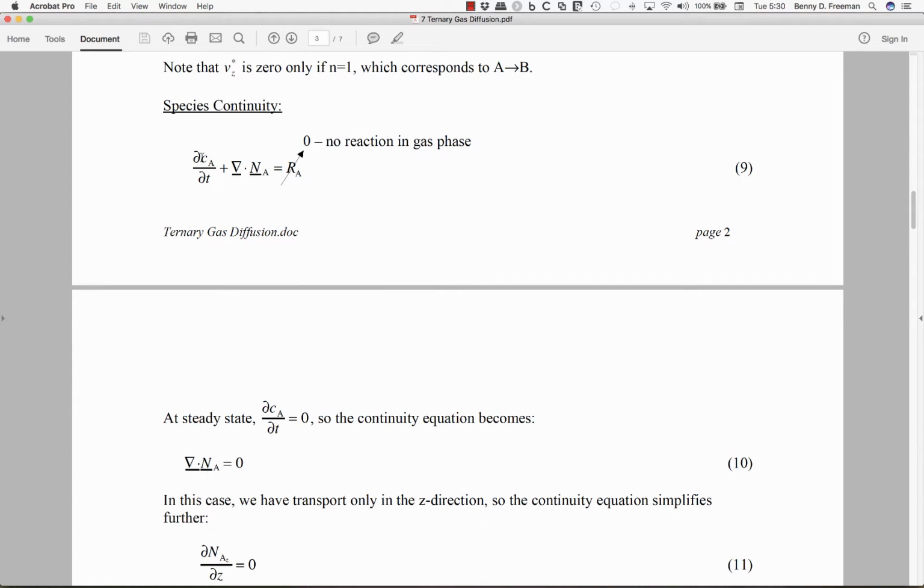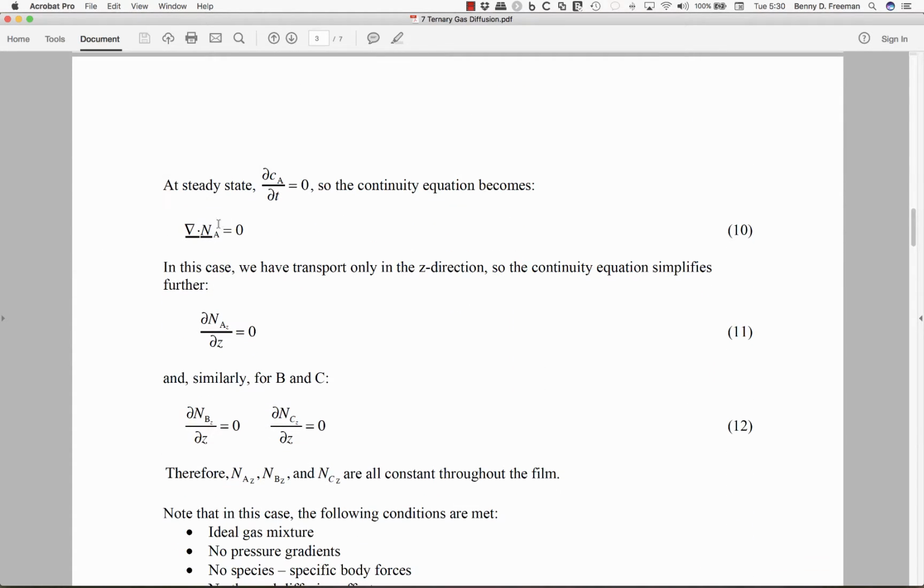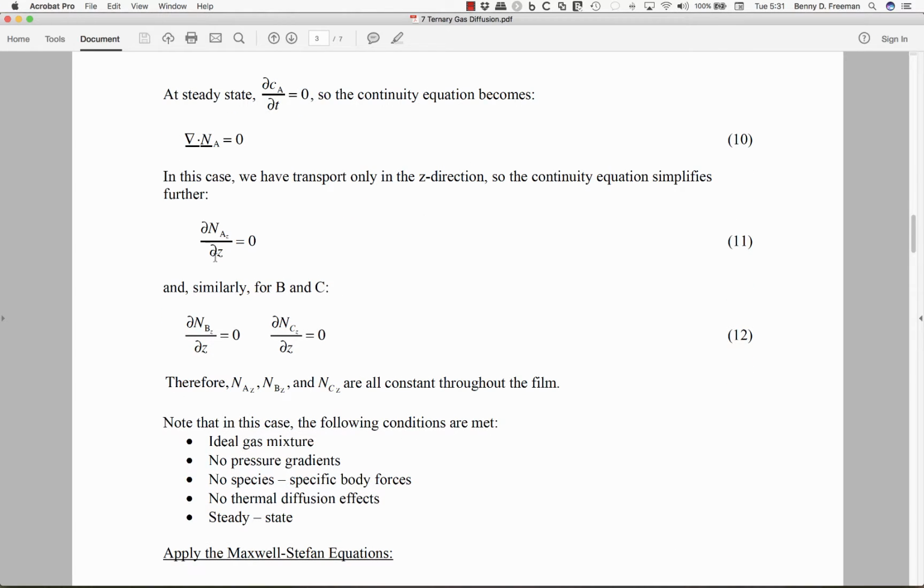At steady state, the time derivative is 0, and so the continuity equation just reduces to the divergence of the flux of A being equal to 0. We have one-dimensional diffusion, and so that divergence term reduces just to the spatial derivative of the flux of A in the z direction being equal to 0, and that just means that the flux of A in that gas boundary layer around this catalytic surface is constant.